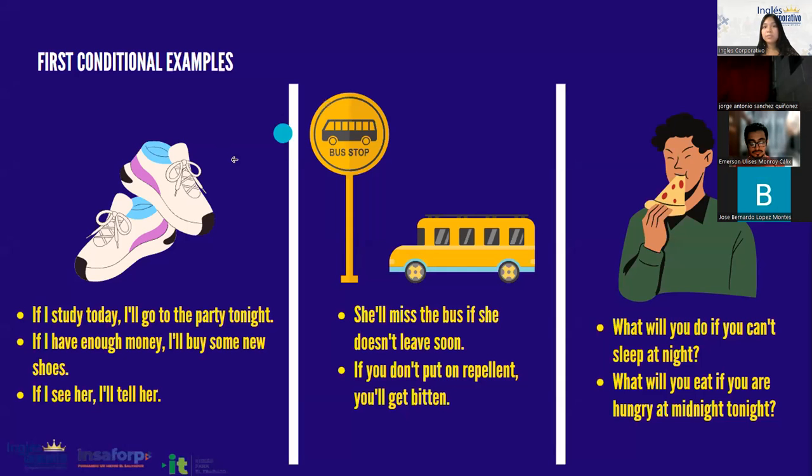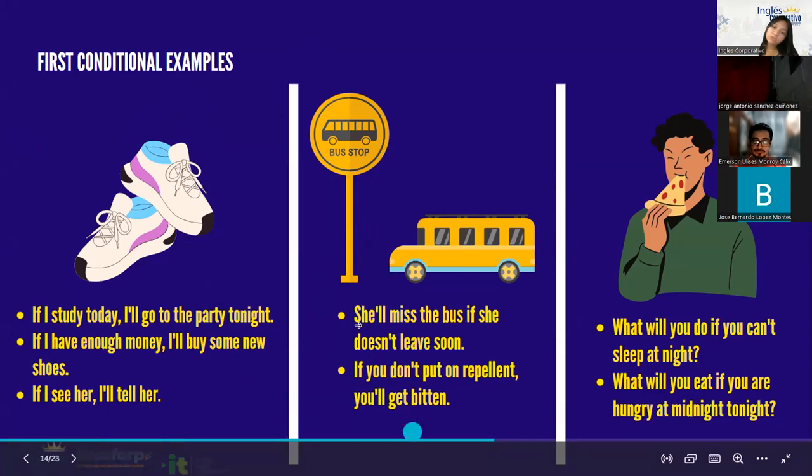Yeah, now we have some examples. Emerson, help us reading the first positive examples. Then George, the other ones, those. And Jose, the questions.